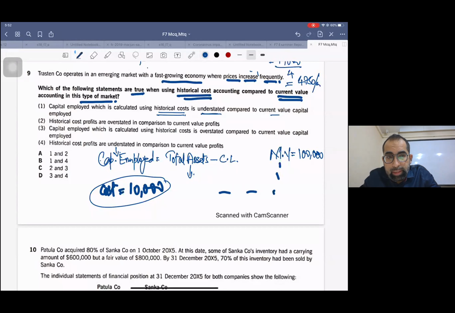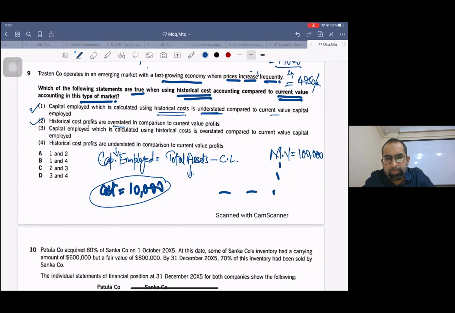So they are saying this, and this is correct. Capital employed, which is calculated using historical cost, is understated. This is true. Now, historical cost profits are overstated in comparison, yes, this is also true. Why? When we are using cost instead of market value, the value of our assets is understated, so definitely the depreciation expense will be low. When your depreciation expense is low, your profit will be high. So point number 2 is again correct.